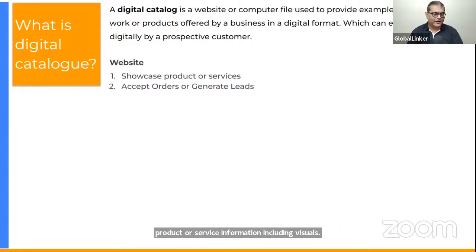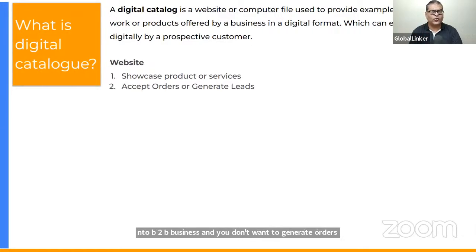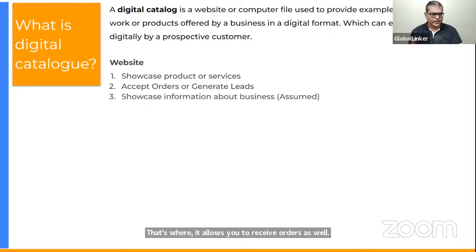The second is that it enables that business to accept orders or inquiries. So if you are into B2B business and you don't want to generate orders, you want to receive inquiries and leads, you can do that through that website. Or if you are into B2C business where you want to receive orders from retail customers in small quantities, it allows you to receive orders as well. Either of the two is possible, or both. And the third is that it also showcases information about that business. It is assumed because most websites do that.